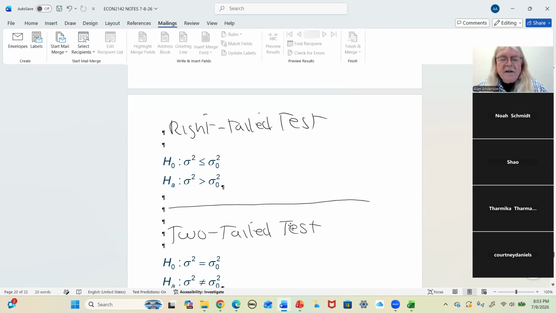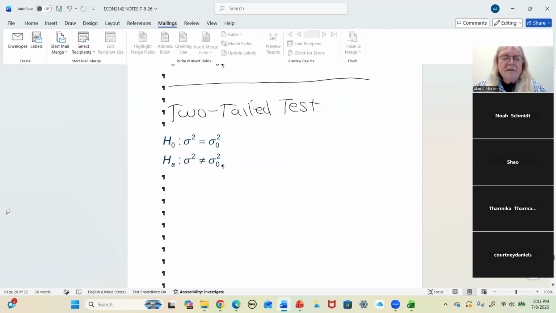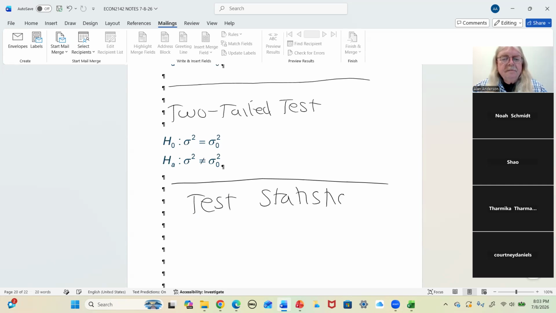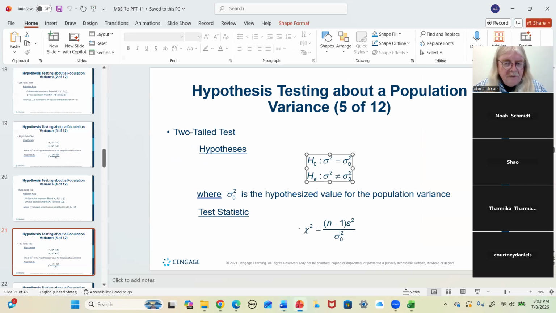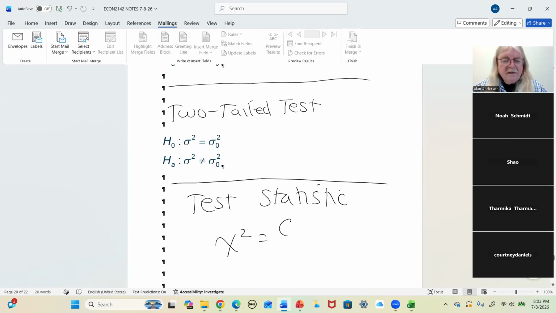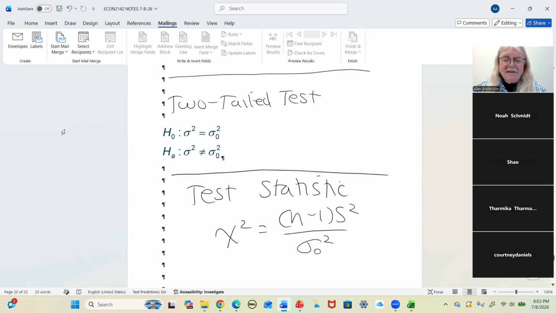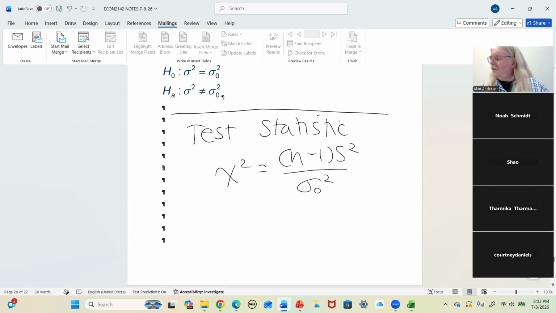And then, of course, they have to tell us what the test statistic is. And you'll see it looks surprisingly simple. N minus one. Look at that. Look how easy that is. That's it. Yes, it is. At least for this case, it's very simple.